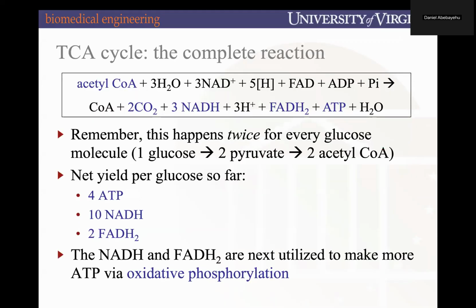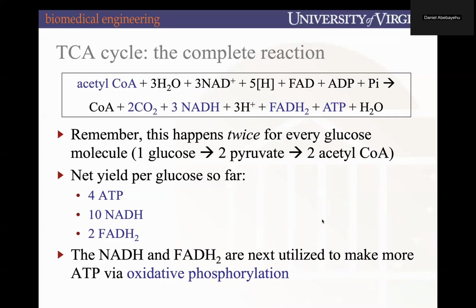So the TCA cycle in total, from one acetyl-CoA that feeds into the cycle, we're going to produce, per acetyl-CoA, three NADH reducing equivalents, one FADH2, and one ATP. And so again, for each glucose, that reaction happens twice because during aerobic respiration, per glucose, we're going to produce two acetyl-CoAs.